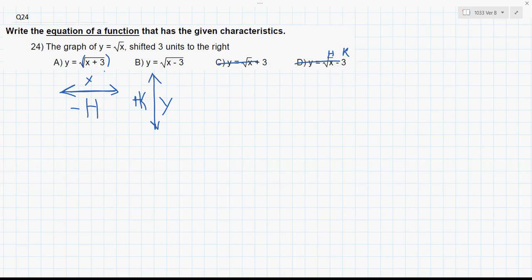Then we'll look at those and remember that since we've moved 3 units to the right, which is a positive direction, plus x value, that means we have to use a negative h number. So that means that h will be minus 3 on the inside, getting us to pick B.